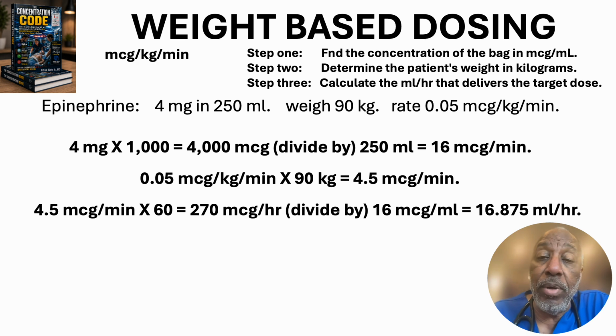The mental habit to build is running this 3-step sequence every time you hang a weight-based drip, even when you have a calculator available. Use the calculator to check your mental answer, not to replace it.